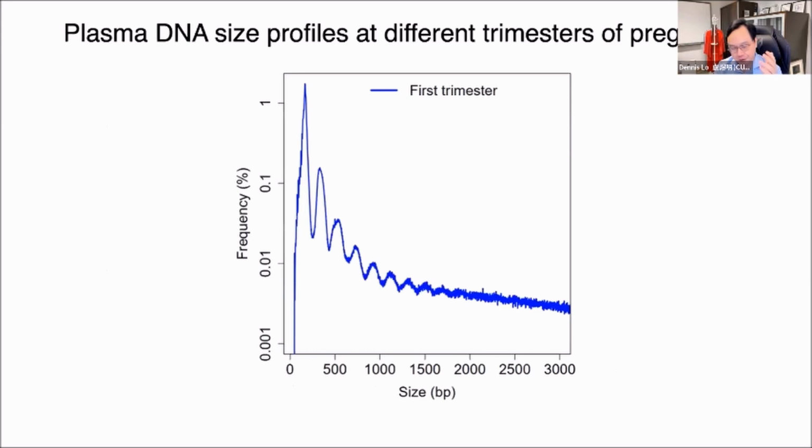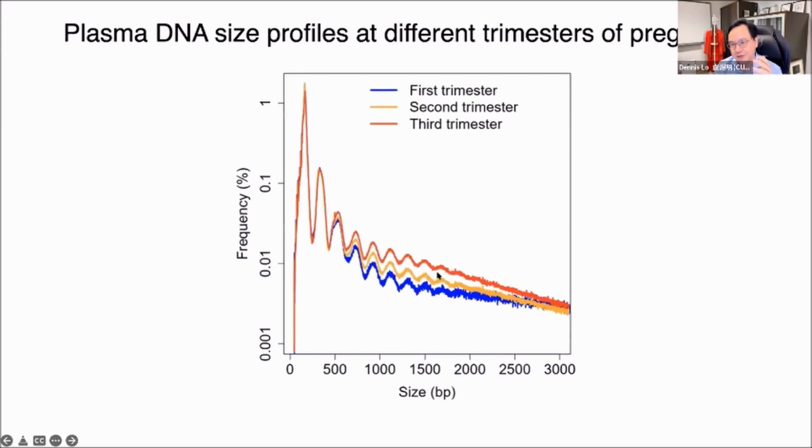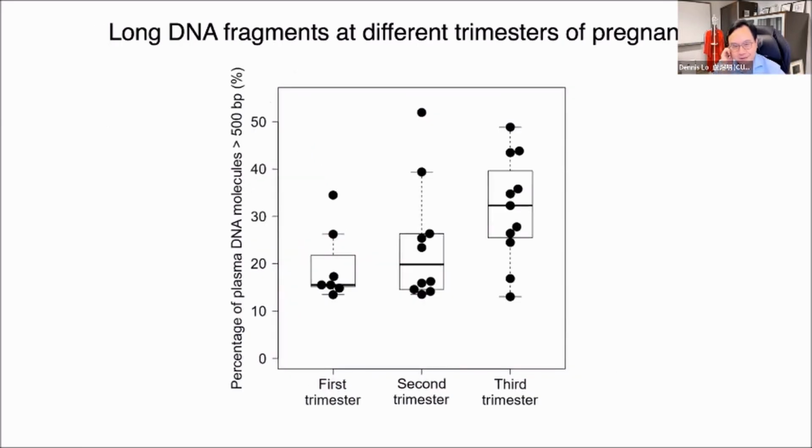When you look at the first, second, and third trimesters, you see those long molecules in all of them. And the amount of long molecules increases as gestational age increases. And those are quite substantial. When you look at the median value, you find that it ranges from 15 to over 30% of DNA being long. And those have not been discovered before.